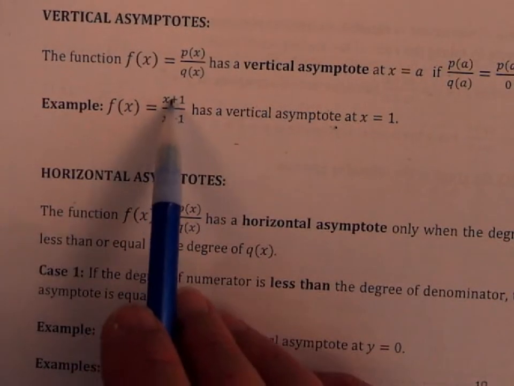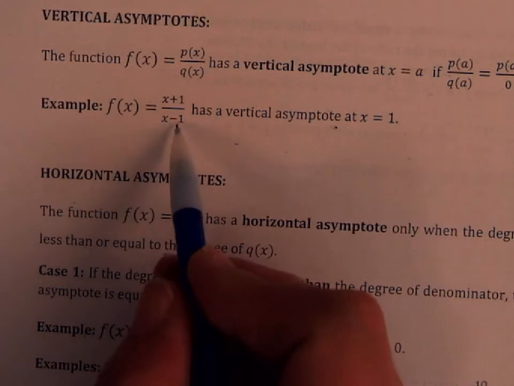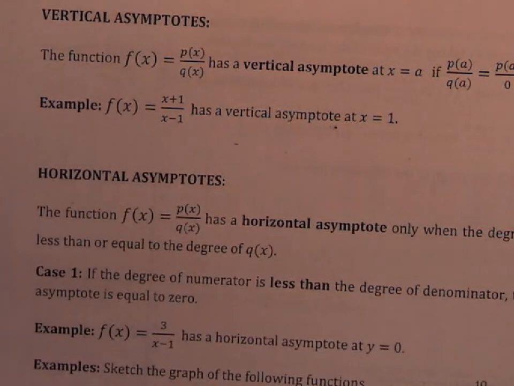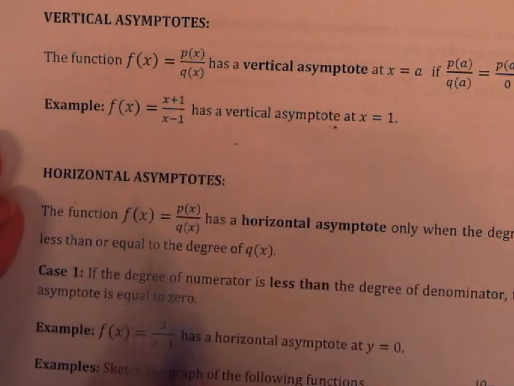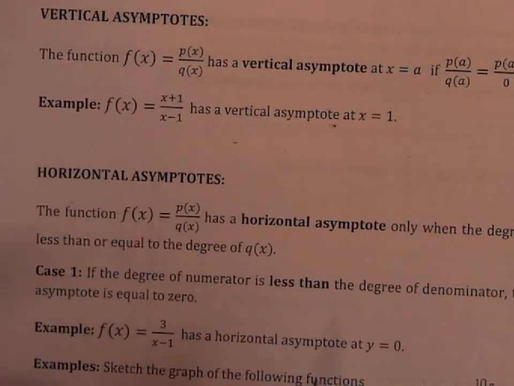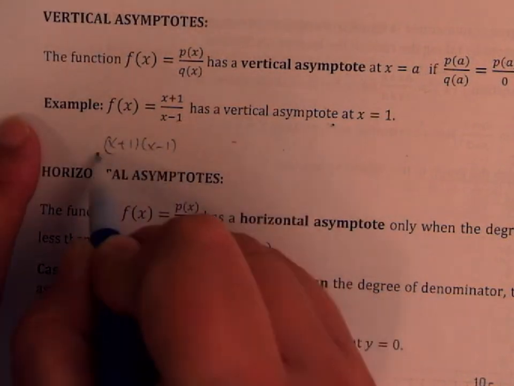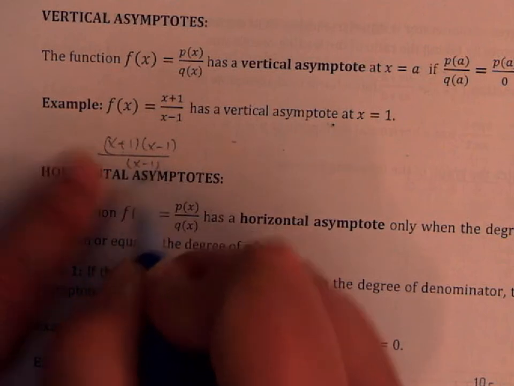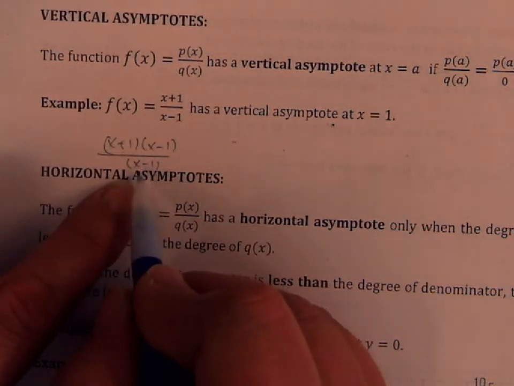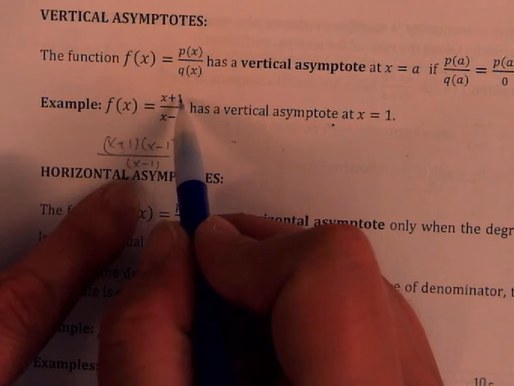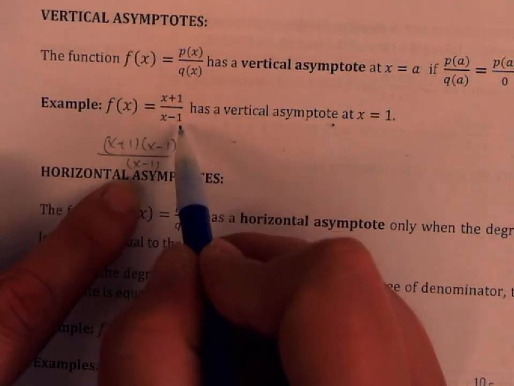Okay, so let's say you have x plus 1 over x minus 1. Basically, whatever makes your denominator 0, but if that number makes the numerator 0 as well, then you don't get a vertical asymptote but a hole, right? If you have x plus 1 times x minus 1 over x minus 1, you see that 1 makes the denominator 0, but you don't have a vertical asymptote at x equals 1, but you have a hole.